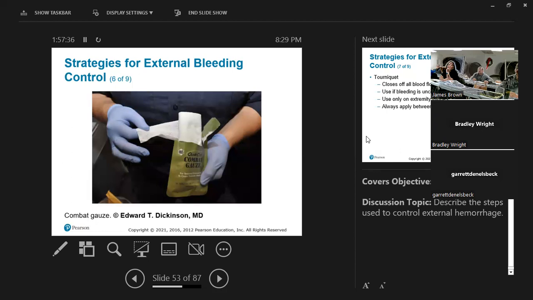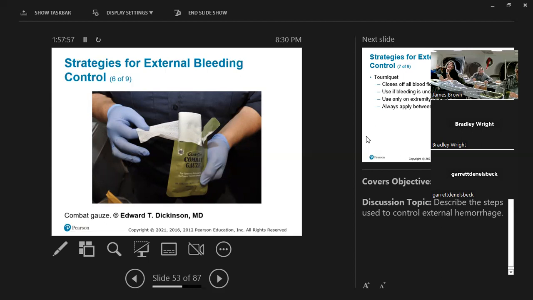This will be your QuikClot Combat Gauze. And impregnated in the gauze is actually the active ingredient. That's one of the older ones that comes in a roll. They have them in Z-folds now, and with the Z-fold stuff, you just pull it out as you need it. Makes it kind of easy.